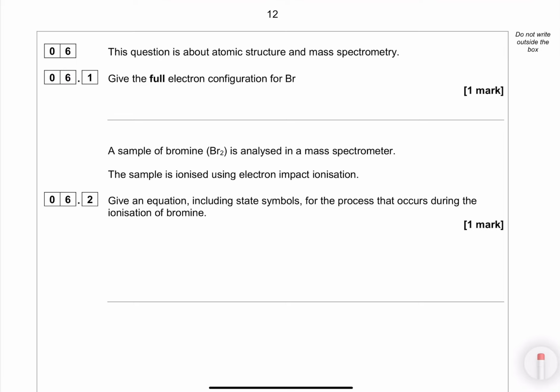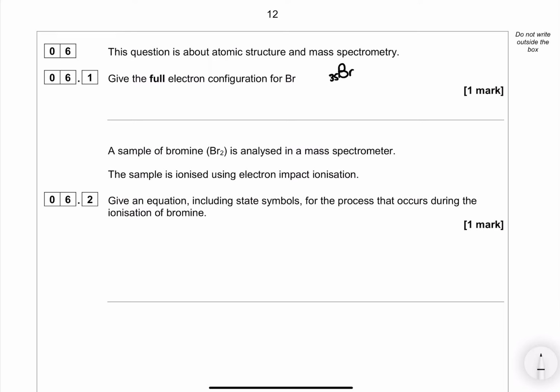This question is about atomic structure and mass spectrometry. Give the full electron configuration of Br. So the first thing you'll need to do is go to the periodic table, locate bromine. This is going to be a long one because bromine is element number 35 in the periodic table.